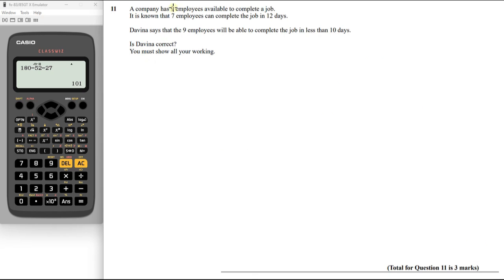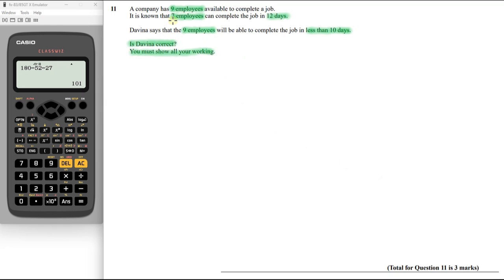Question 11. A company has 9 employees available to complete a job. It is known that 7 employees can complete the job in 12 days. Davina says that 9 employees will be able to complete the job in less than 10 days. Is Davina correct? You must show all your working.